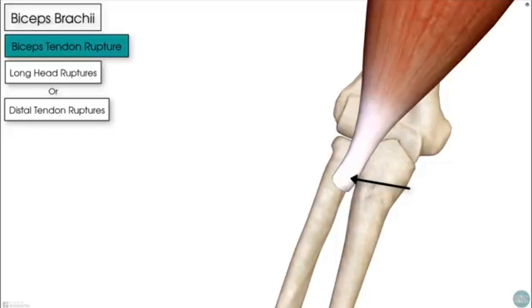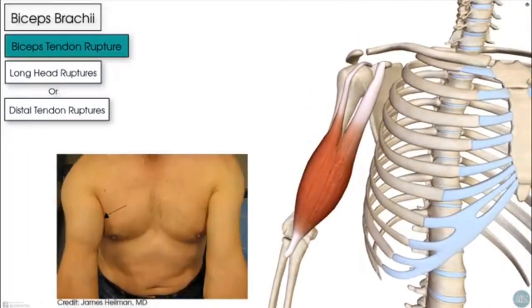And so those ruptures of the distal biceps tendon do need surgery. The long head of biceps can be managed non-operatively. And these patients present with the clinical finding of asymmetry between their two biceps, which is known as Popeye's sign.